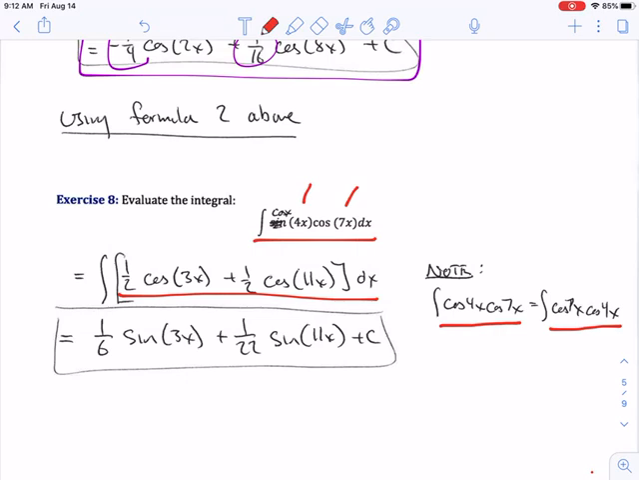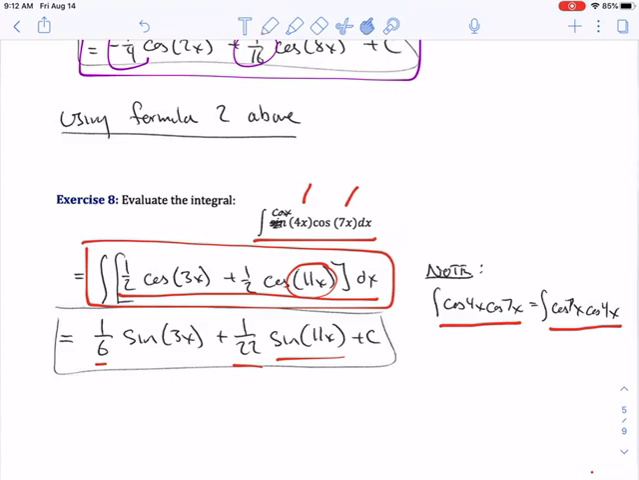All right, so once you use the formula to get it to this point, it's a matter of integrating it. So the antiderivative of cosine is sine, times a 1/3 times the 1/2 is a 1/6. And here you can have a 1/11 times 1/2 is 1/22 sine of 11x. Boom, done.